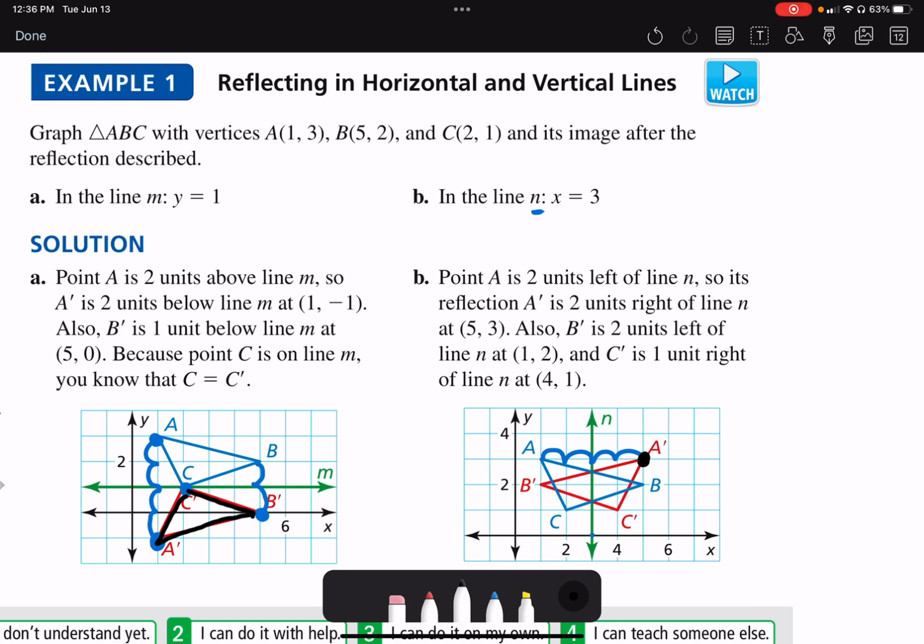B is 2 away from line N, so B prime is also going to be 2 away from line N. And then C, I see, is 1 away from line N, so C prime is going to be 1 away from line N. And now there is my reflected image. I know it looks crazy, but break it down. Blue was the pre-image, red is the image after the reflection.